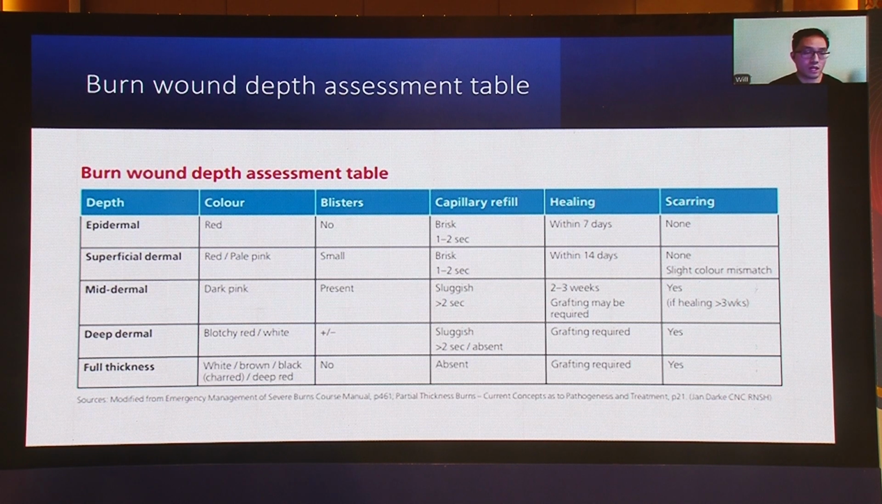So when we look at the color, we assess initially if it's more superficial, it's more red. When you become full thickness, it becomes a white or brown or black charred color. Blisters tend to occur in the superficial to mid and deep layers. Capillary refill will progressively get worse the deeper the burn.